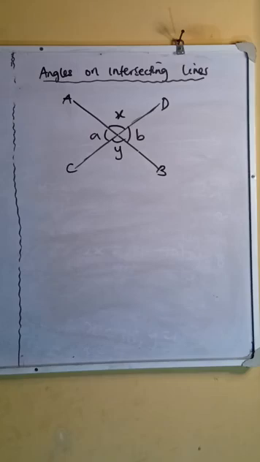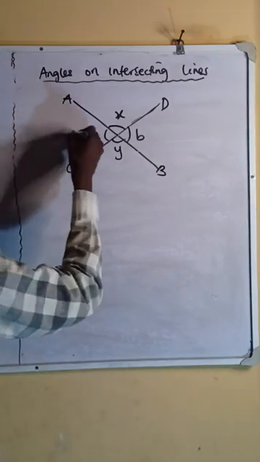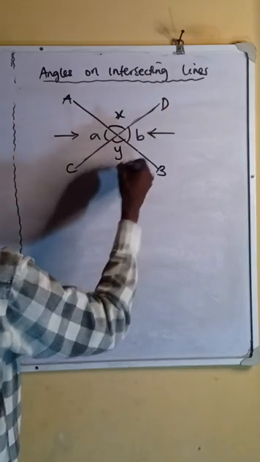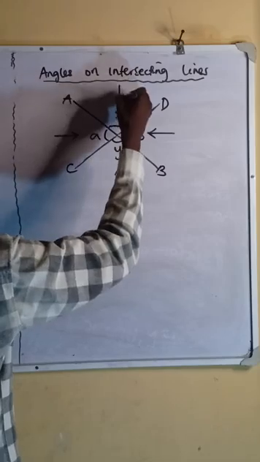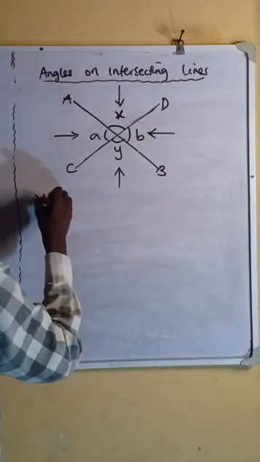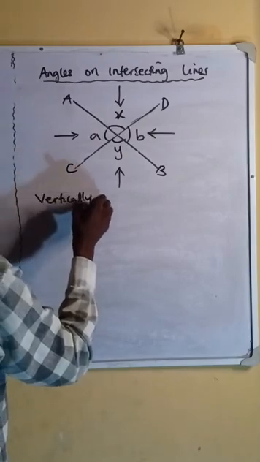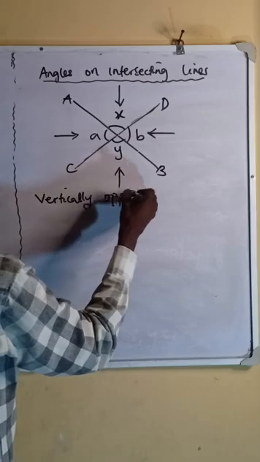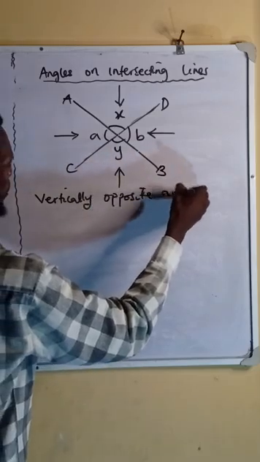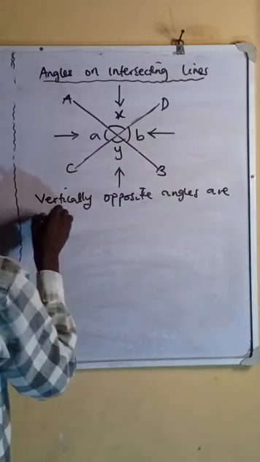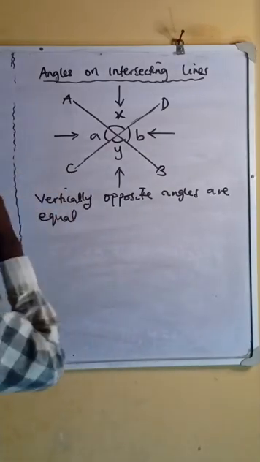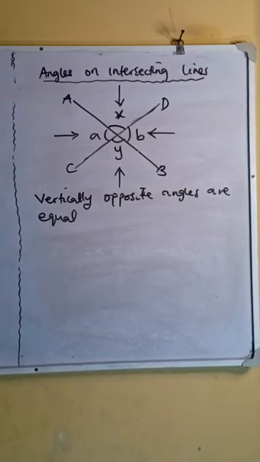Now, the theorem says that vertically opposite angles are equal. Remember, the lines are all straight lines and the lines intersect. When they are all straight lines and they intersect, the vertically opposite angles are equal.